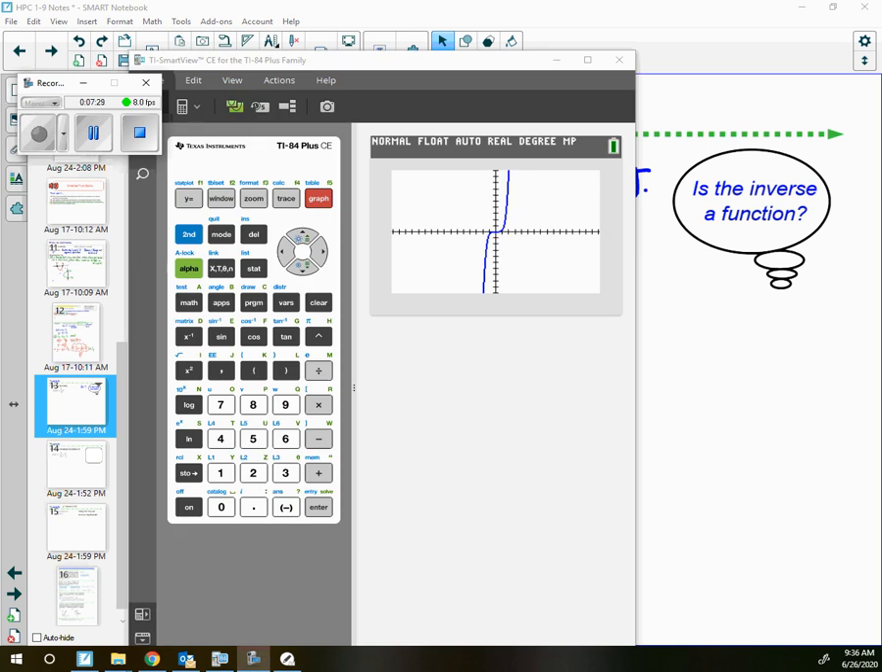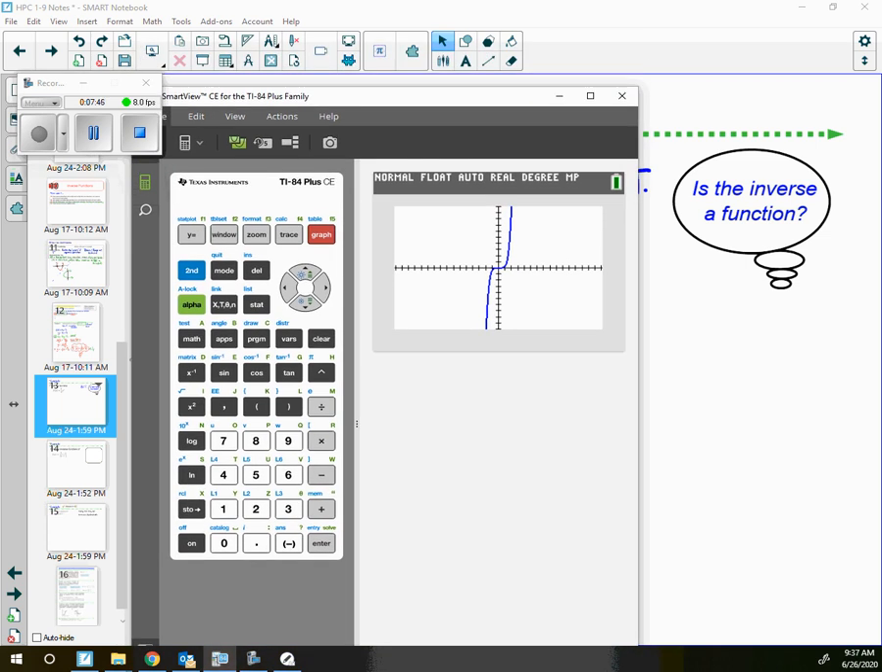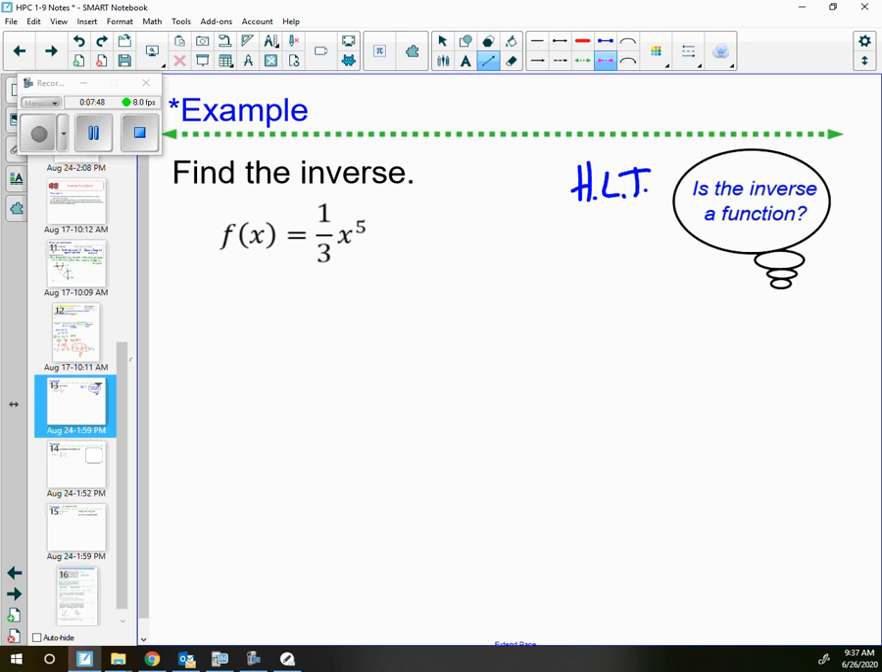If you look at those odd powers, we know if we take a positive to an odd power, it's a positive answer, but a negative number raised to an odd power is always a negative answer. So we get that same kind of family of graphs as we had for x cubed. So think about the horizontal line test now. If you pass a horizontal line across this graph, are you going to get something whose inverse is going to be a function?